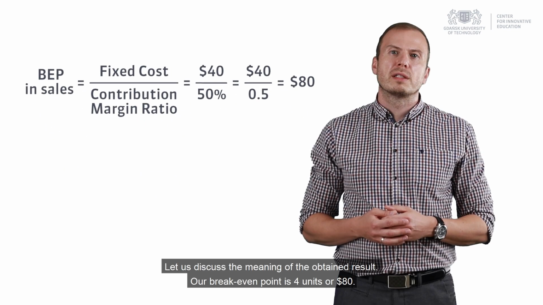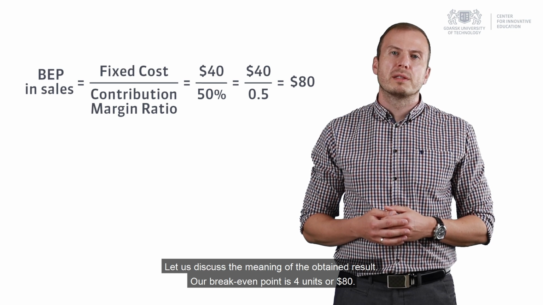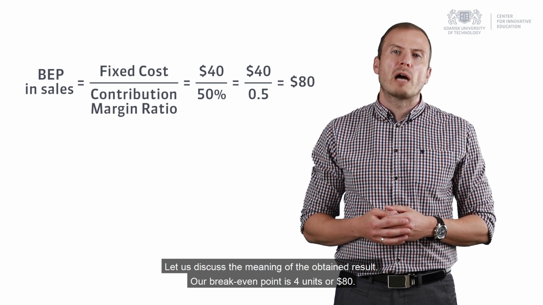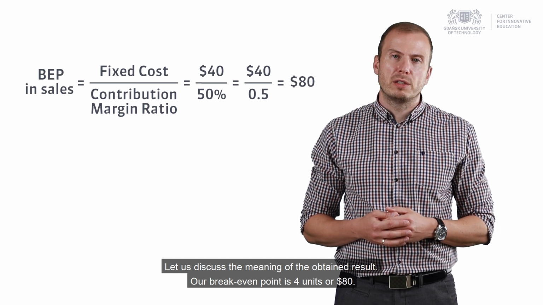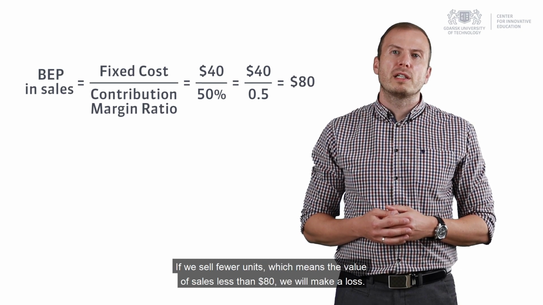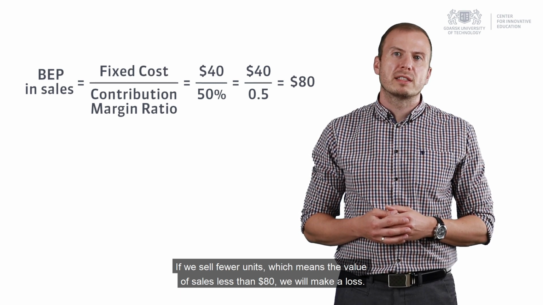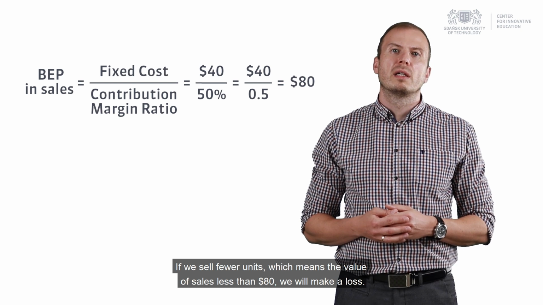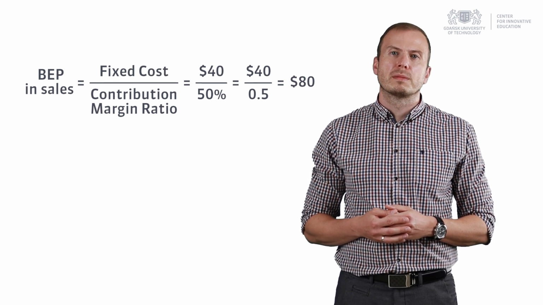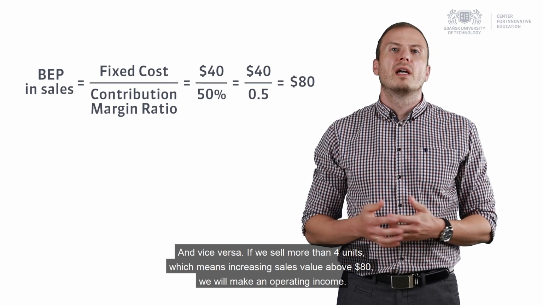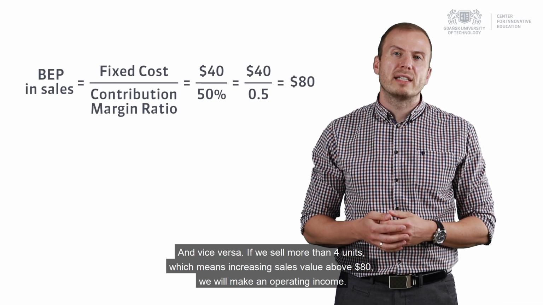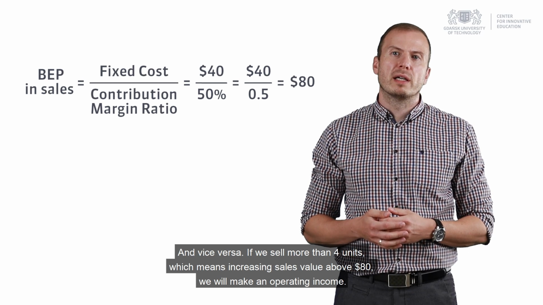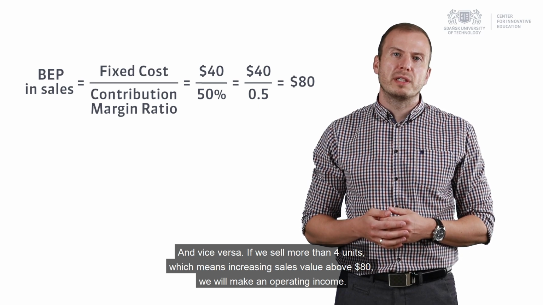Let us discuss the meaning of the obtained result. Our break-even point is 4 units or $80. By selling fewer units, which means the value of sales less than $80, we will make a loss. And vice versa. By selling more than 4 units, which means increasing sales value above $80, we will make an operating income.